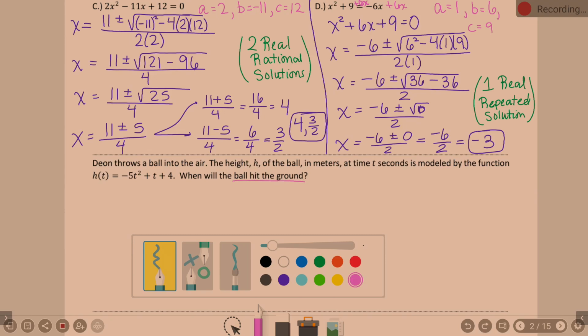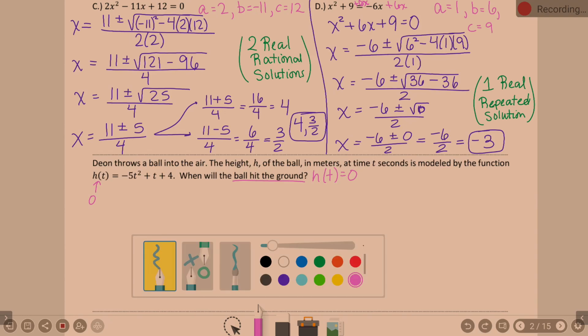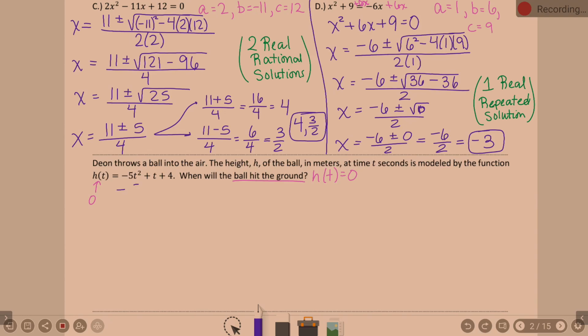What do we know about the ball hitting the ground? It can be at 0. What's going to be at 0? Like the height h, right? Yeah, the height. The h of t is going to equal 0. So what are we going to do here? We're going to put in 0. So this equation becomes -5t squared plus t plus 4 equals 0. And then what do we have? We have a quadratic equal to 0. Can we solve? Yeah.